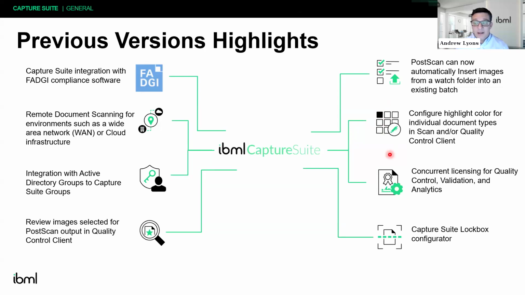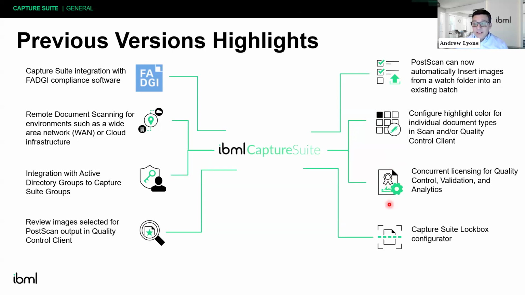We've also added highlighting for scan and quality control. So based on a specific document type, you can change the color of that in the tree, and it brings attention to the operators that might need to focus on a specific type of document, make sure it's captured correctly or that needs attention.